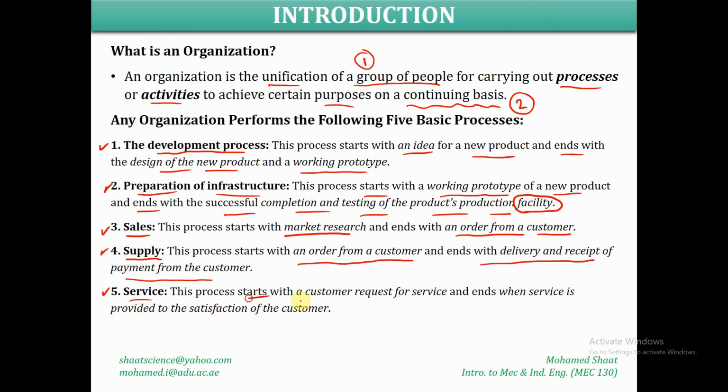So the service process starts with a customer request for a specific service, and it ends when the service is provided with the satisfaction of the customer. So this is the process of the service, or these are the responsibilities of the service department. As you can see, any organization, no matter what the type or structure, has these 5 common activities. As we defined, an organization is a unification of people doing certain processes or activities. What are examples of activities? These 5 activities are common between all organizations, no matter the type. Make sense?